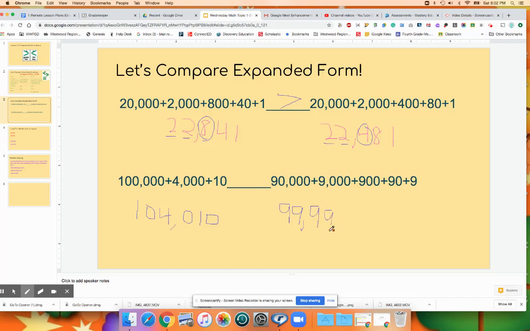99,999. Sometimes students are easily tricked when they see all of these 9s and they know that 9 is a larger digit. But if you look at place value, ones, tens, hundreds, thousands, 10,000s is the largest place value in this number. Here, ones, tens, hundreds, thousands, 10,000s, 100,000s. So this number is larger. So 104,010 is greater than 99,999.